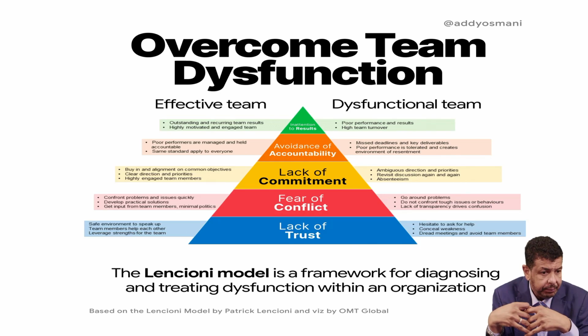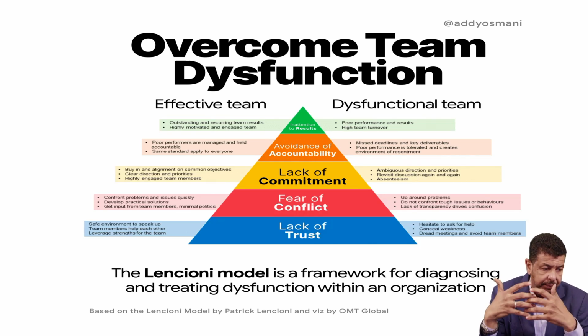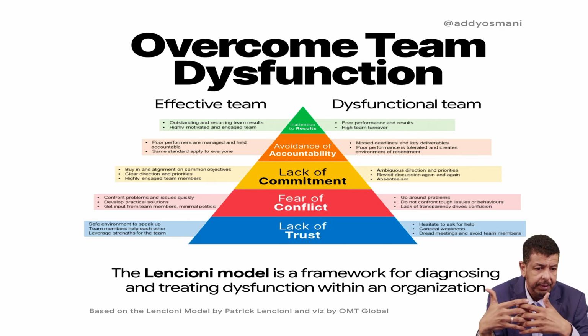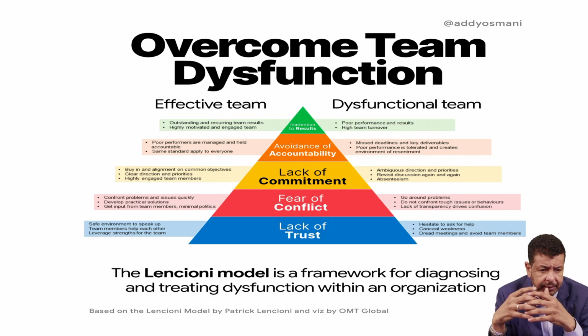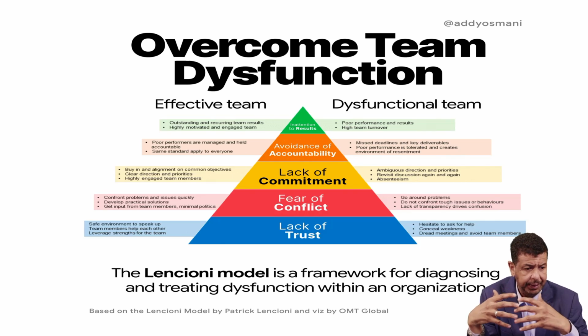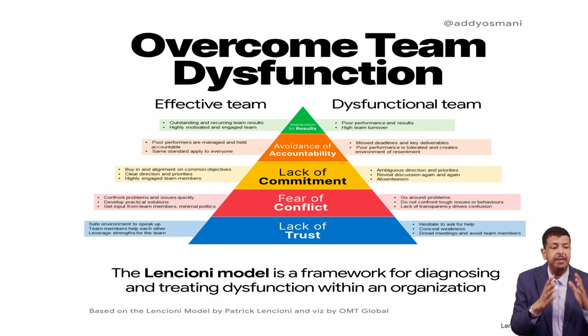In order to overcome avoidance of accountability, the high-performing team deals with poor performance in a good way. They manage them, they train them, so that they become accountable. And the same standard applies to everyone. To manage inattention to results, in a highly effective team there are outstanding and recurring team results. Very important. And they are a highly motivated and engaged team. This is very important, and this slide shows us how effective teams overcome these five dysfunctions.